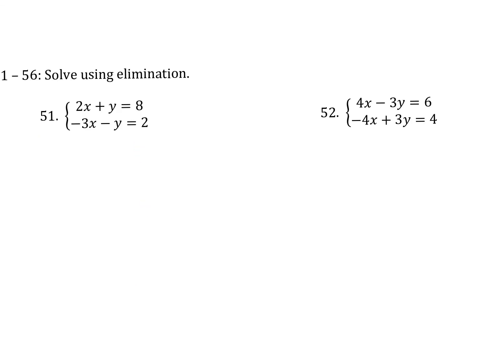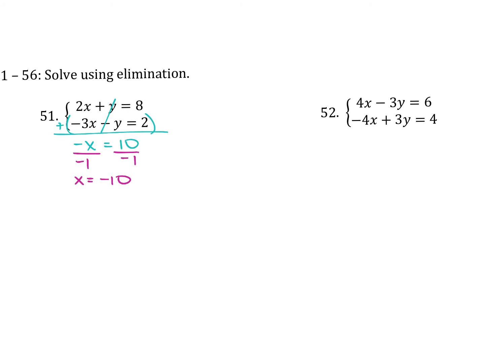Number 51 gives you 2x plus y is equal to 8, and -3x minus y is equal to 2. We're solving this using elimination. So with this one, we're just going to add these two since our y's are opposites. So if we add, those y's cancel out. The 2x minus 3x is -x, and 8 plus 2 is 10. So from here, if we divide each side by a -1, that x becomes positive, and that 10 becomes negative. So x is equal to -10.